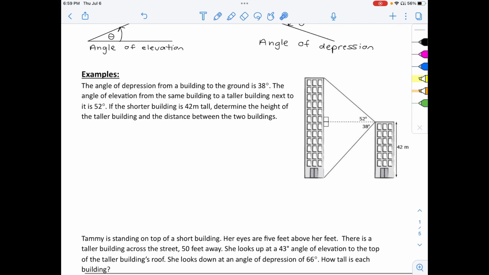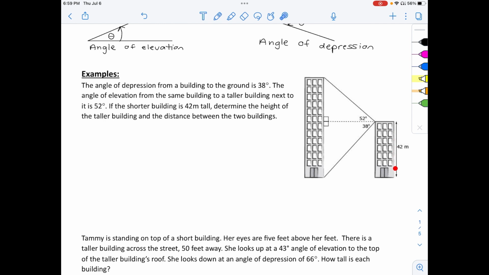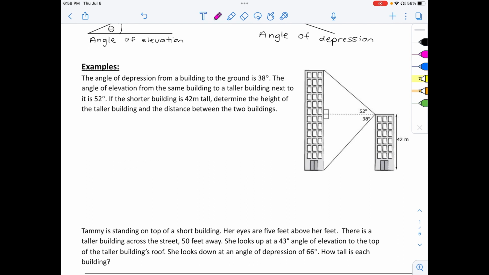Okay, so then the other piece of information that we know is that this building here, the shorter building, is 42 meters tall, and we are trying to find two things here. The height of the taller building, so how tall this building here is, as well as the distance between the two buildings. I usually like to show in my diagram what I'm trying to find just so I can make sure that I know what I'm looking for, and it's just nice so that you can see it as well.